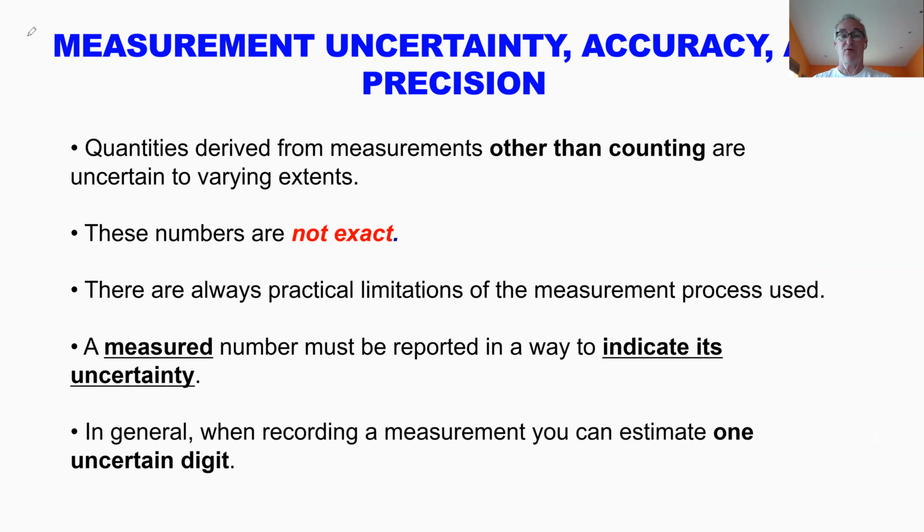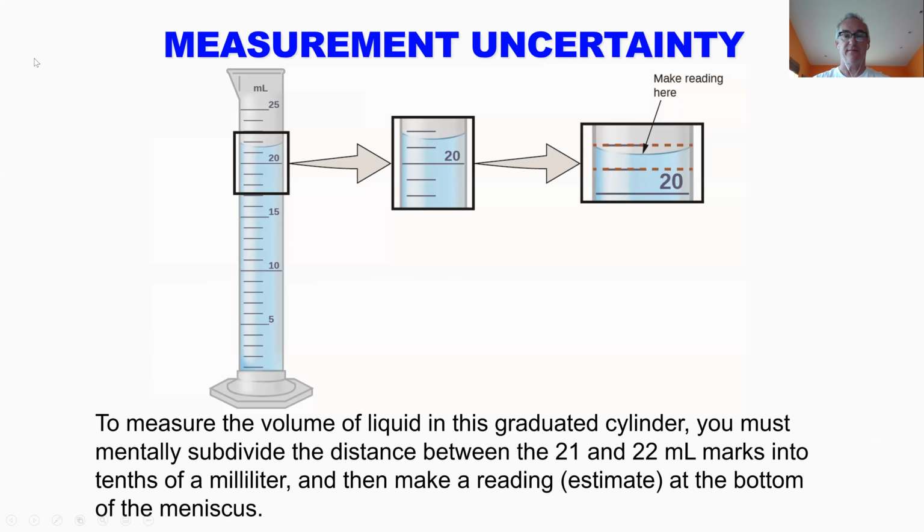So I think I've mentioned before that whenever you're recording a measurement, that last digit is always something that you estimate. Like when we're looking at volumes, when you're measuring the volume of something, remember that the meniscus is not going to fall exactly on a line. Sometimes it will, but a lot of the time it won't. And even if it does, somebody else may look at it and say, no, I think it's a little bit above or a tiny bit below. So you always have to estimate that last digit. So for instance, here, all we can say is that the number is going to be more than 20. So we know it's more than 20 mils.